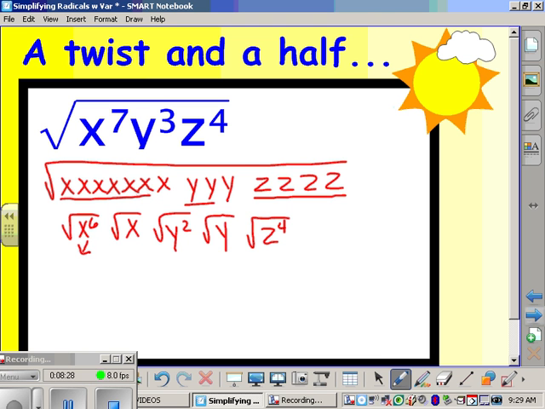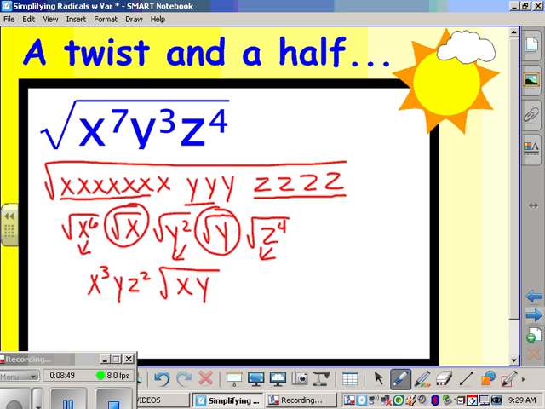Looking at the perfect squares, x to the 6th, y squared, and z to the 4th, if I take their square roots by dividing their exponents by 2, that leaves me with x cubed, y, z squared, which will go on the outside of the radical symbol. Inside will be the variables that are not perfect squares. So I have 1 x and 1 y.